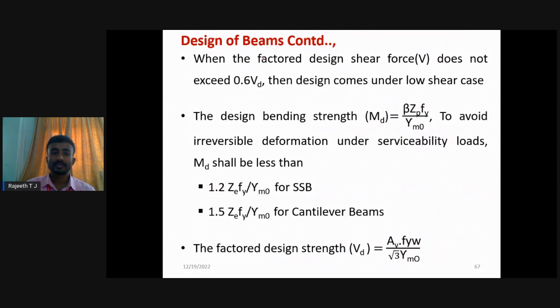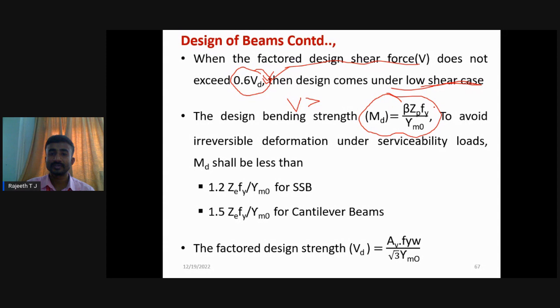When I go to the laterally supported beam, when the factored design shear force acting on the member does not exceed 60% of the design shear strength of the beam, then in that case we call it a low shear case. If V exceeds 0.6 VD, then we call it a high shear case.